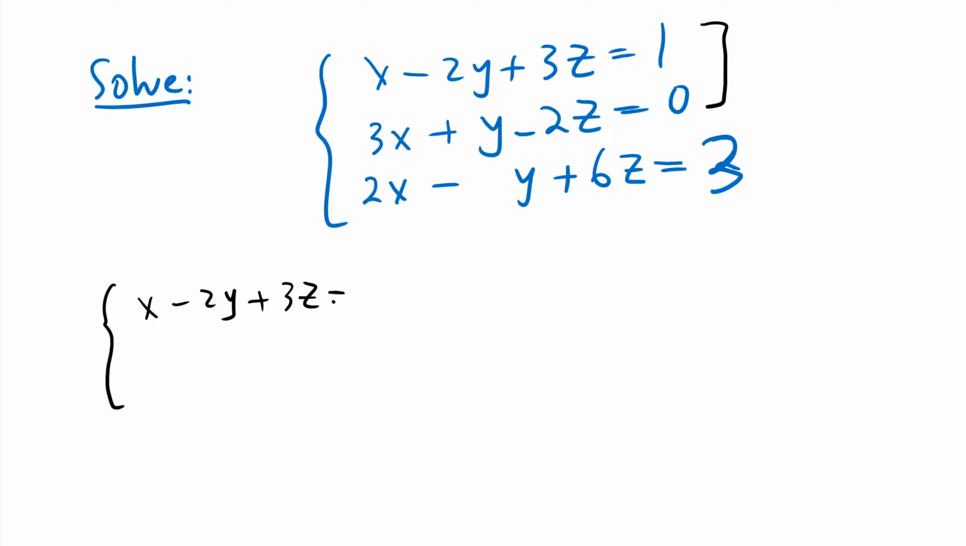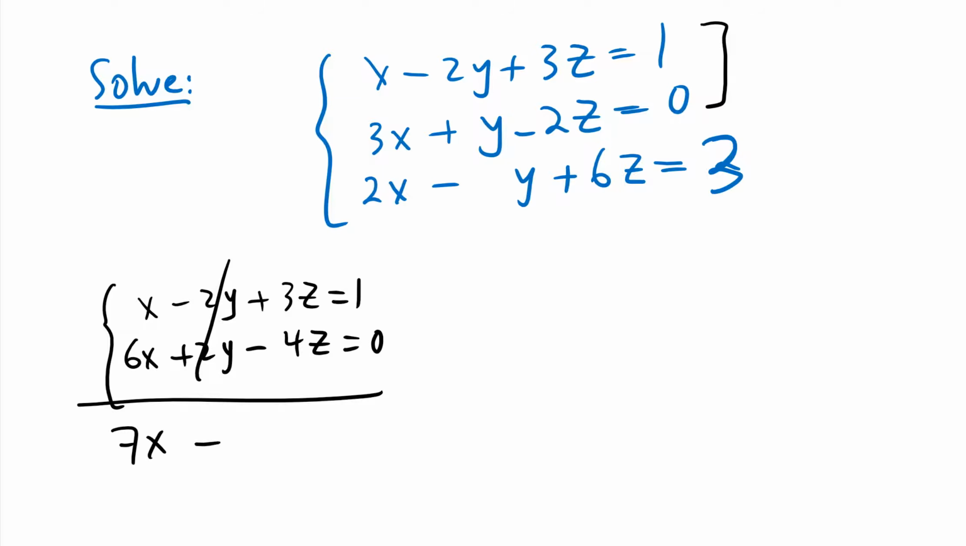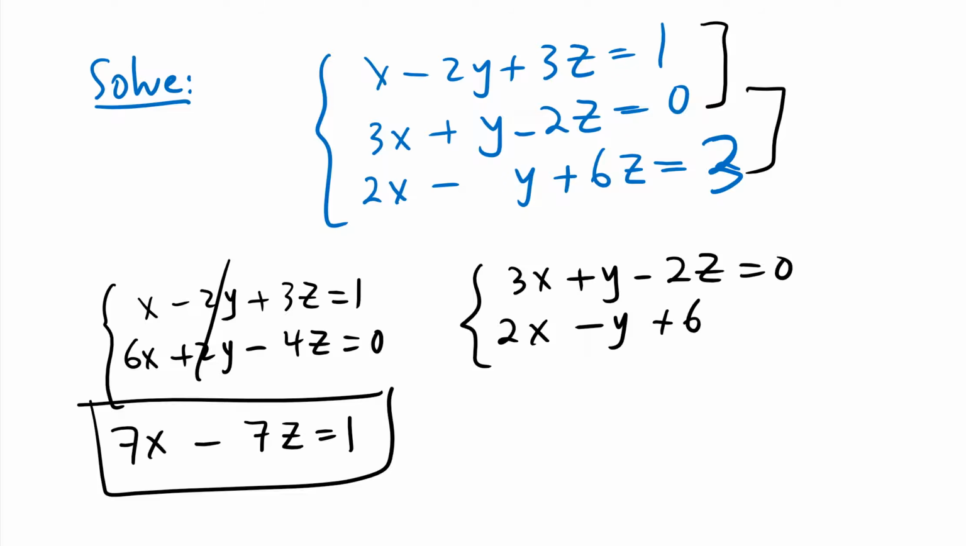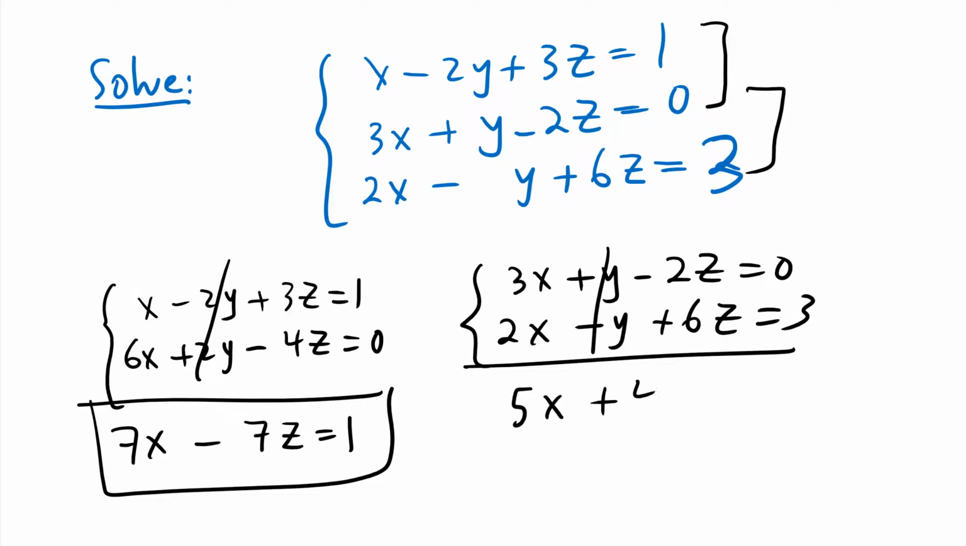I need to multiply the second equation by 2, so you get 6x plus 2y minus 4z equals 0. That will eliminate the y's, so 7x minus 7z equals 1. I got one equation. And I'm going to take the last 2 together and just copy them down, because the y's will cancel each other as well if we add the 2 equations. 5x plus 4z equals 3. I got another equation in x and z.